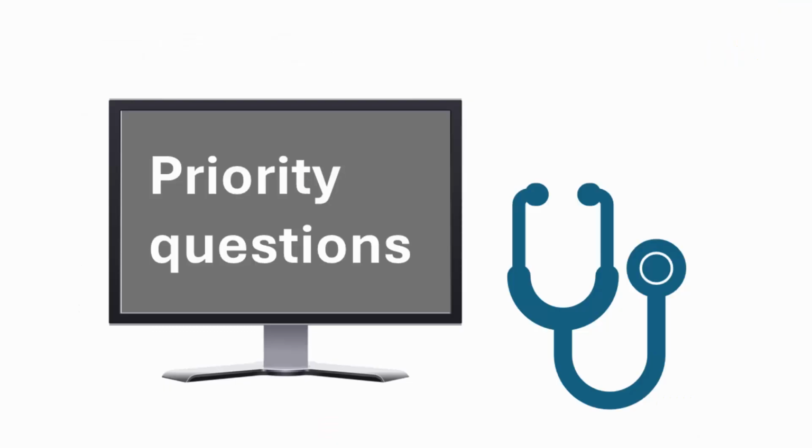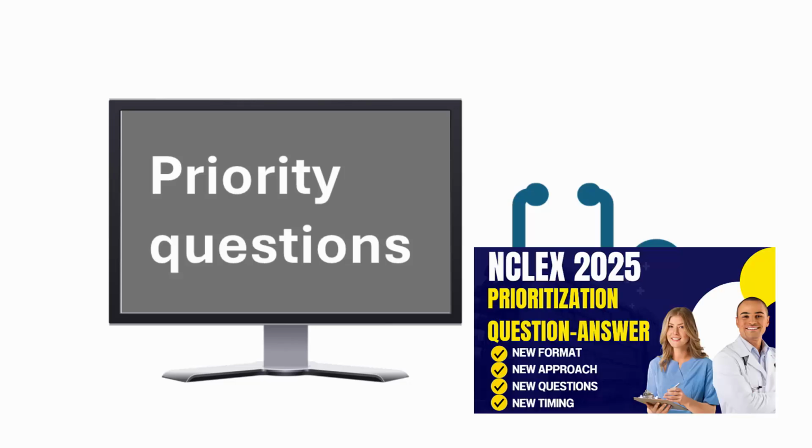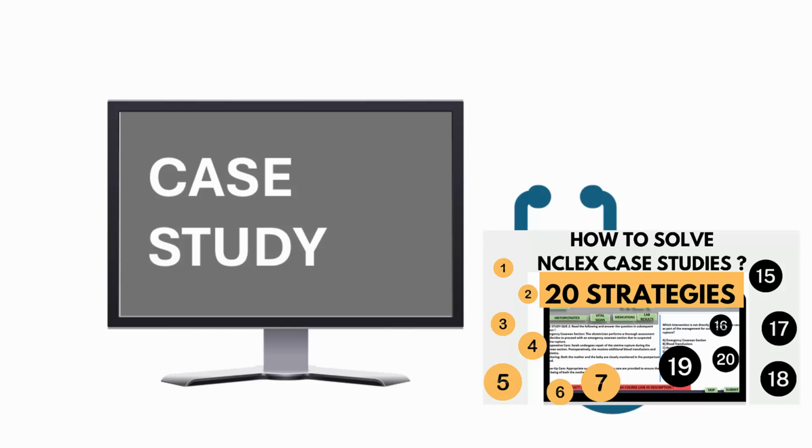Next are priority questions. Priority questions ask you to decide what's most important. We have already discussed how to deal with Maslow's hierarchy of needs and ABC-type prioritization. The new NCLEX format also includes case studies where you analyze multiple pieces of information and make decisions.